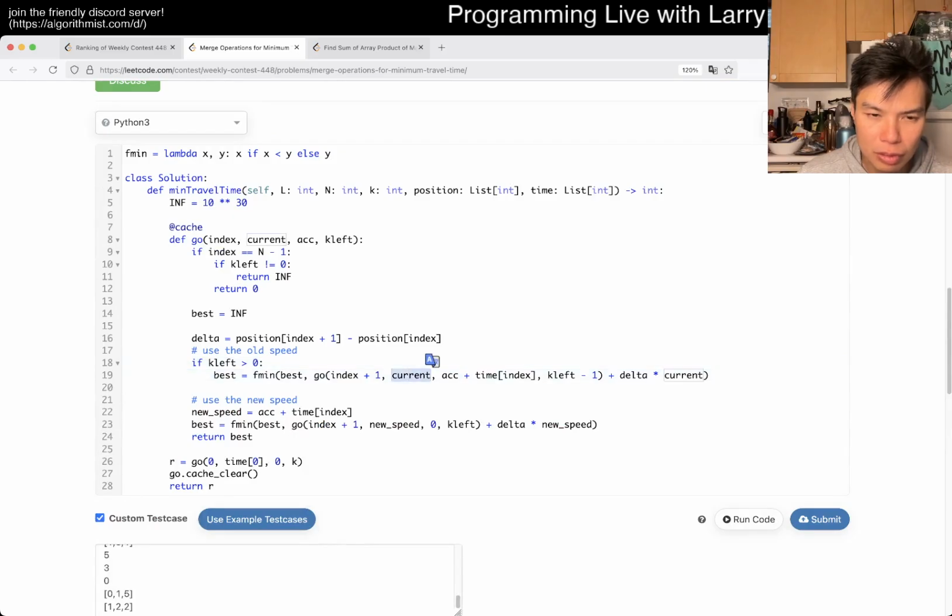Current is wrong. Use the old speed. No, this one should be right. What is current? Current speed, right? So new speed is the current speed, accumulating is 0. Should be right.